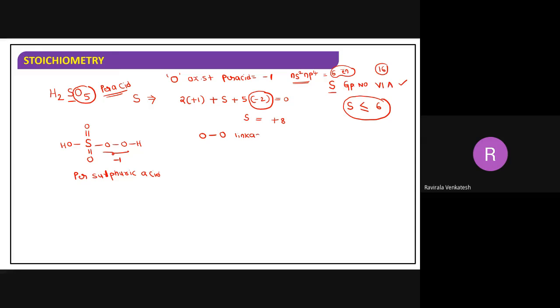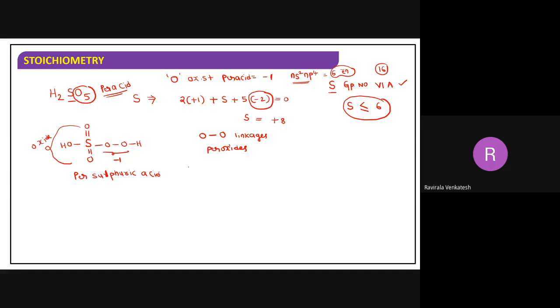Peroxides. They are called peroxides. Now where are you having OO linkages here? Here it is. So there are 2 oxygens which are peroxides, and the remaining 3 oxygens are nothing but oxides. These 3 are oxides here. Now move to the formula.